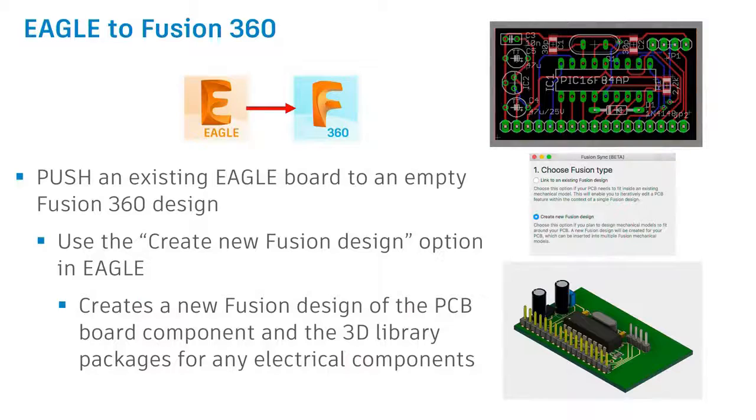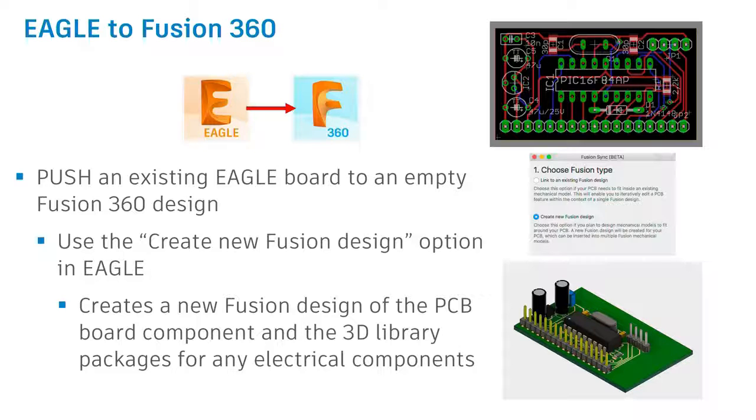And so because we can either push from Eagle to Fusion or pull from Fusion to Eagle, we've got two ways to get a PCB into a Fusion design. The first of which is taking an Eagle board and pushing it into a brand new Fusion file. And this will create a file that contains only the PCB board component and the applied 3D packages that we've mapped out in Eagle. So we've got an example of this.